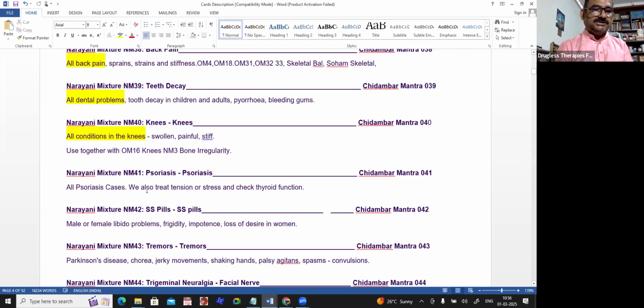Okay. So psoriasis, all psoriasis cases. Psoriasis is what? Wherever you find there is itching. And in psoriasis, they always say that thyroid is a problem, that you should check the thyroid. I know it is a stress level. Definitely. Along with the psoriasis remedy, I add immune system. Whenever I added immune system to the psoriasis, it gave very good results. And also, I told you, I gave the blood potentized.